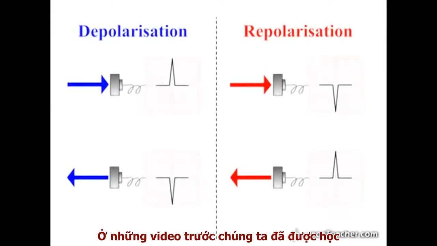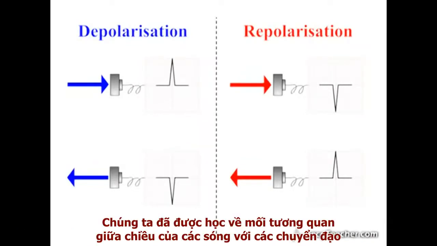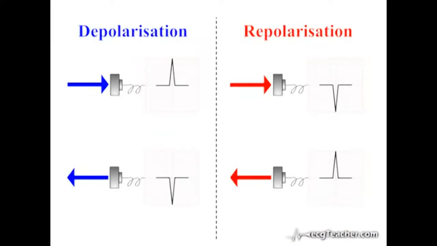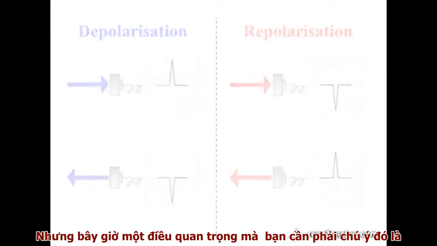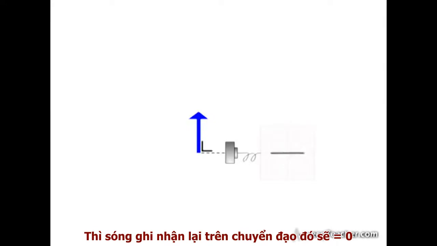In an earlier video, we studied the manner in which ECG leads record depolarization and repolarization. We learned how the direction of travel of a depolarizing or repolarizing current relative to a lead is the key determinant of the sign of the deflection produced in that lead. We will expand on this analysis in future videos. However, for now, it is important to realize that if a depolarizing or repolarizing current is traveling at 90 degrees relative to a lead, it will not be recorded by that lead.